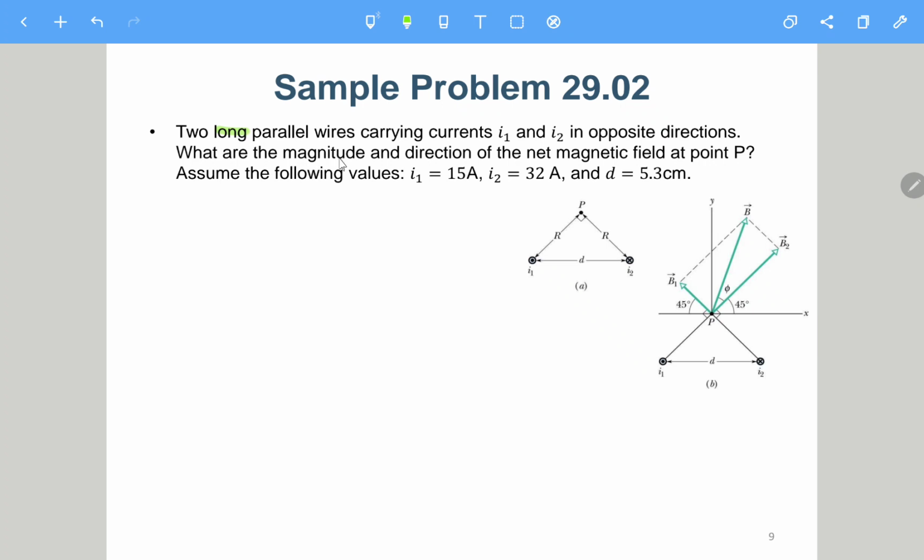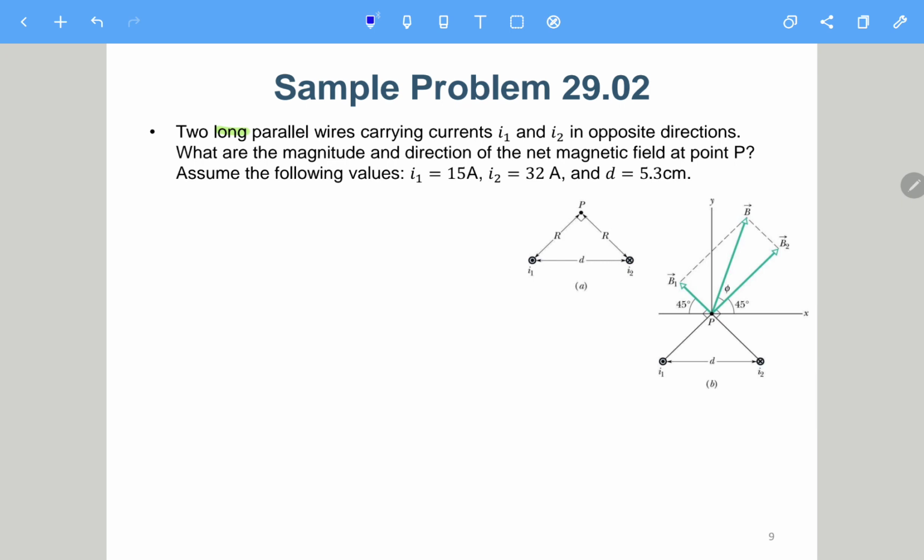So what are the magnitude and direction of the net magnetic force at point P, assuming the following values: I1, I2, and D. So this is D. This is a right angle triangle. So we would like to find the B field at this point.